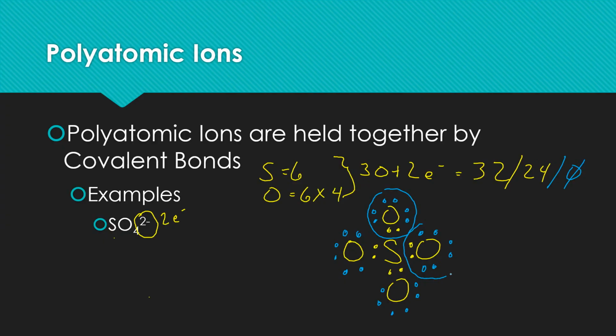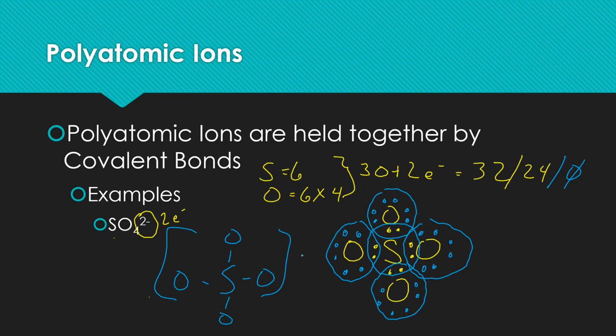But I also have 1, 2, 3, 4, and even 5 atoms that have 8 electrons around the atom. So sulfate is sulfur with an oxygen, with an oxygen, with an oxygen, with an oxygen, and overall has a -2 charge.